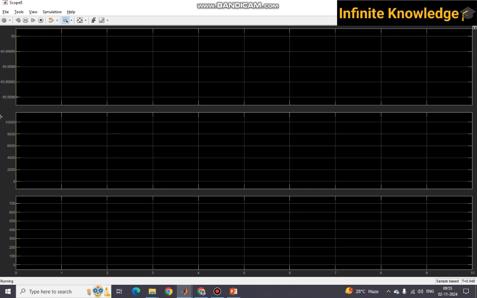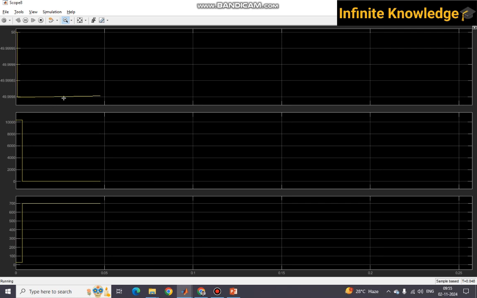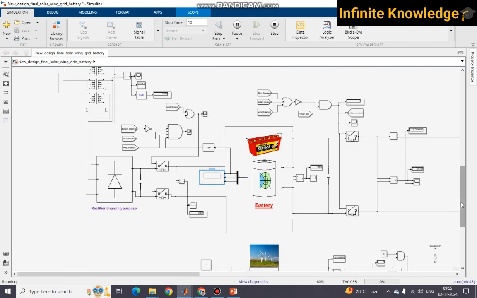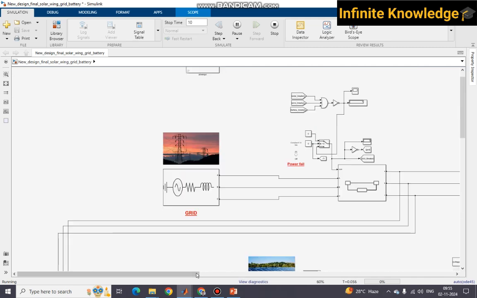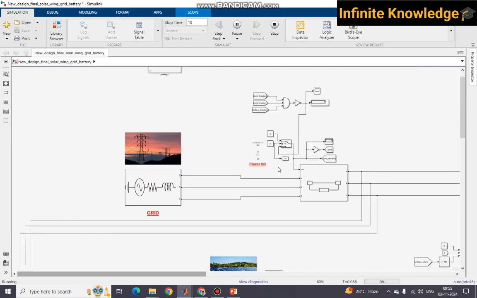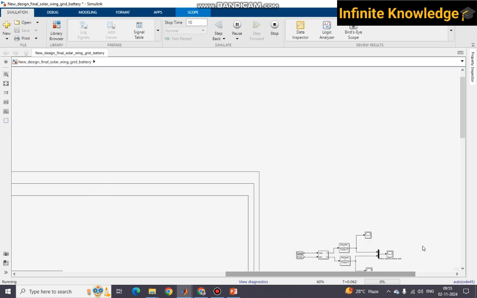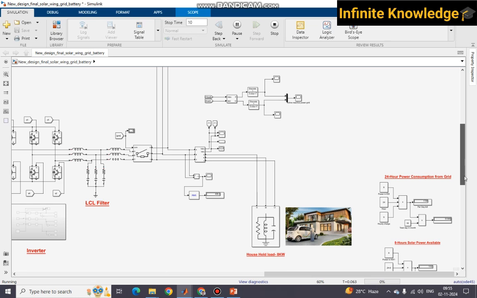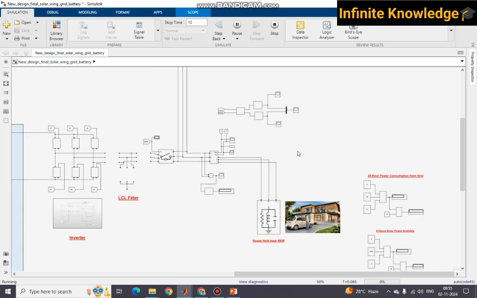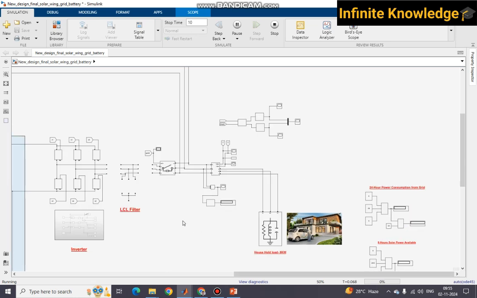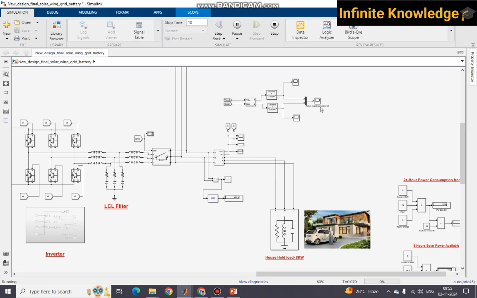I am just slightly increasing the scope. So it indicates your battery is getting charged from the grid, and the grid is feeding power to your load. Grid breaker is 1, it means it is in closed condition. It's a very simple simulation, and you will get it in the description box, and I will explain each and everything by Google Meeting with you.